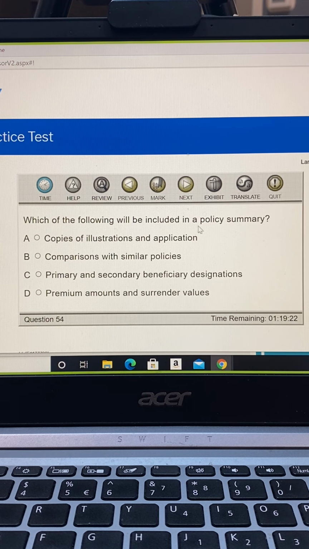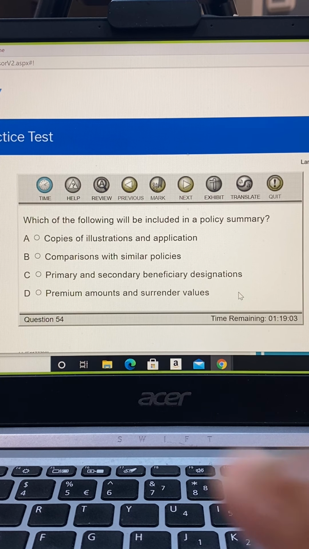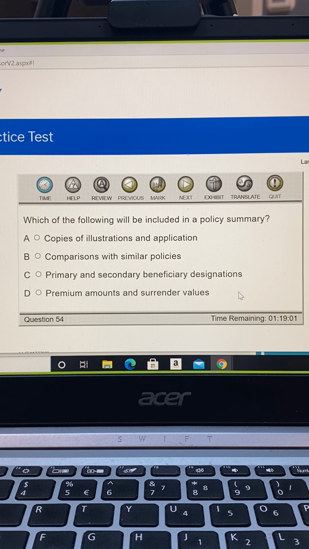Which of the following would be included in a policy summary? Primary and secondary beneficiary designations? No, policy summary. We remember that was one of the first questions at the very beginning. That's the premium amounts and surrender values. Okay.